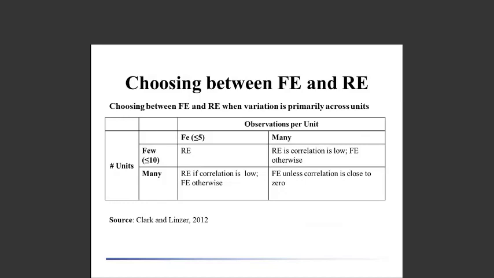In that scenario, random effects may be preferred when there are few observations per unit and few units. When there are either few observations per unit or few units, random effects is only preferred if the correlation between alpha and the other covariates is low. Otherwise, fixed effects is preferred. Finally, if there are many observations per unit and many units, fixed effects is preferred, unless the correlation between alpha and the covariates is close to zero. So it's often very case specific.